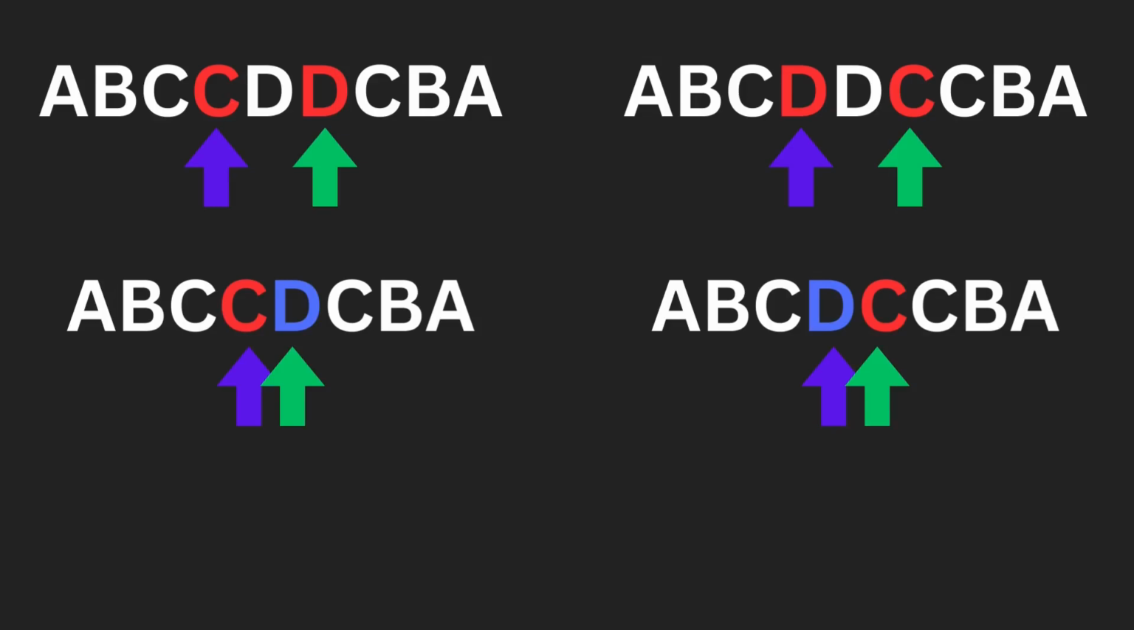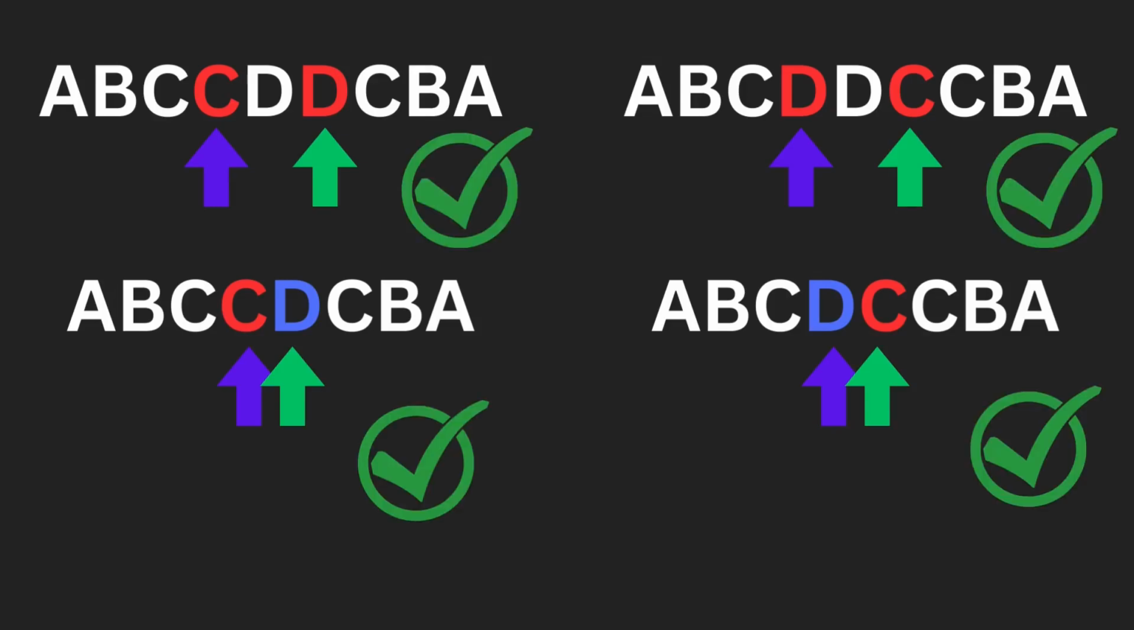If you have the bottom situation where one of the characters in the center is a mismatch, then if you delete one, it doesn't matter which one you delete. You can delete the C or the D. It will still result in a palindrome either way.